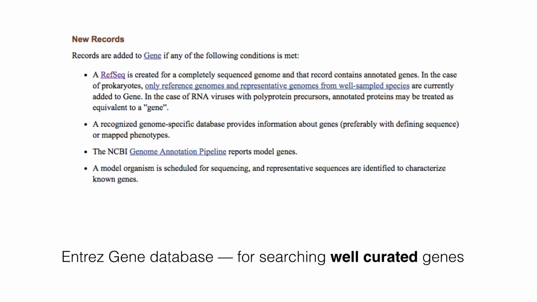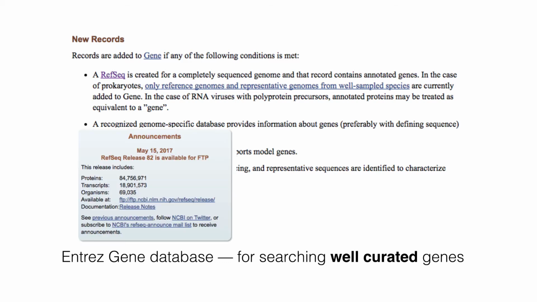There's a set of criteria for something to be added to NCBI Gene. You can go ahead and pause it and read this if you're so curious. As of right now, there are around 70,000 organisms that are represented within NCBI Gene. That is not to say that their whole genomes are represented, but they have at least some number of well-curated genes that are represented there. There's over 18 million transcripts and over 84 million different proteins represented.